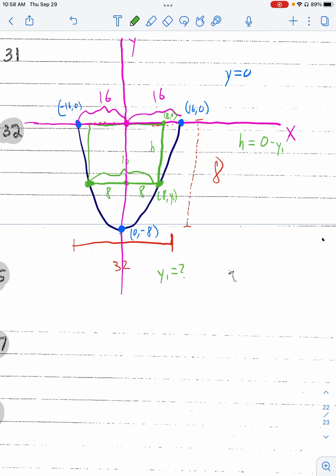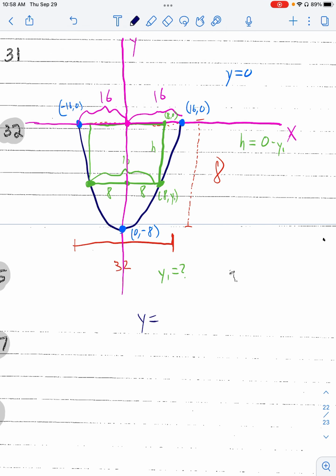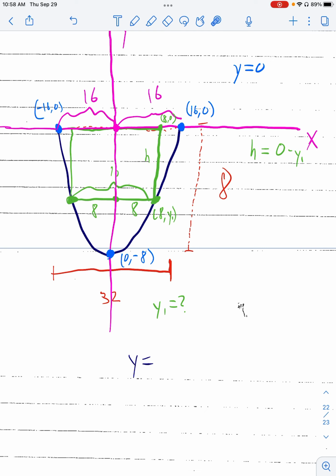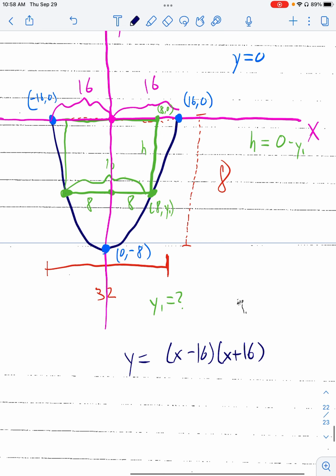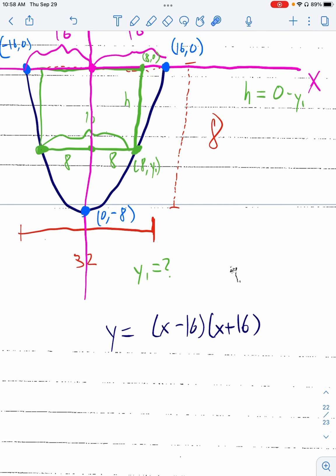So let's think about how we might do that. We're going to have y equals, okay, it's a good start. Let's think about what the zeros of my parabola are. The zeros are -16 and +16, so we can write two factors in my parabola: x minus 16 times x plus 16. Because we know that when we plug 16 into the equation for my parabola, we're going to get 0 out, (16, 0). If we plug in negative 16, we're going to get 0 out as well. So that takes care of my zeros here.